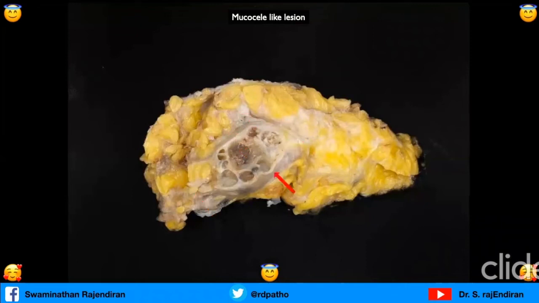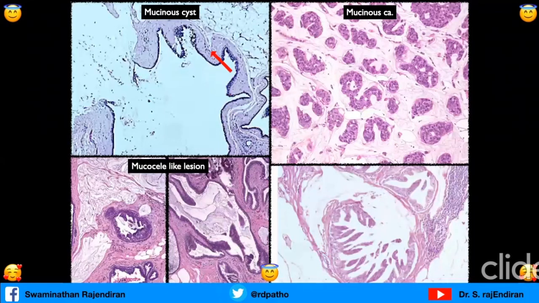This is another nice case we had, which on FNAC we called mucinous neoplasm, and they excised the lesion. It shows grossly characteristic multilobulated cystic structures filled with mucin. So this is like a mucocele, but it is not a mucocele. It has ductal epithelial hyperplasia and DCIS. That's why it is called mucocele-like lesion. So mucinous cyst is only a cyst lined by benign mucinous epithelium, mucocele-like lesion is hyperplastic mucinous epithelium up to DCIS, and in mucinous carcinoma, pools of mucin with invasion.